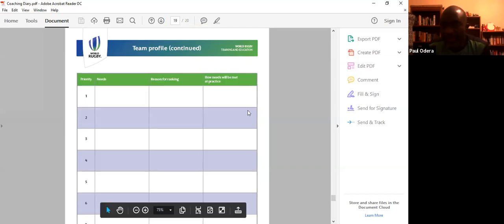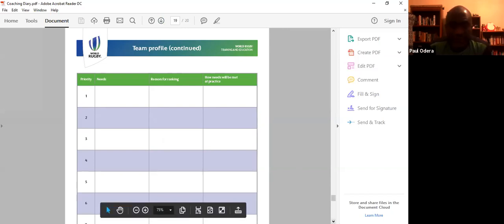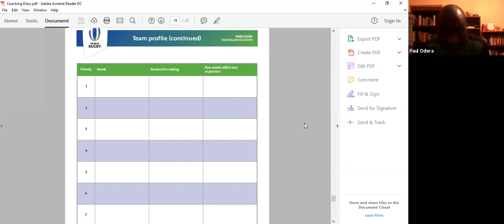What's the hardest bit for some of you coaches with this one? Is it a difficult one? Is it an easy one? Because it says what priority one needs, the reason why you've ranked it. Remember, it's your session, it's your team. And how needs will be met at the practice session.